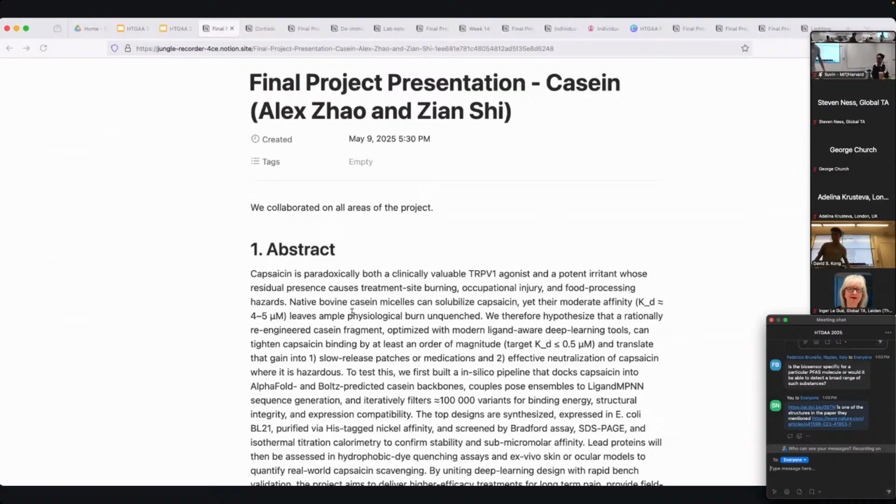I'm a first year at MIT, majoring in sixth floor, which is AI and physics. I'm Alex, also first year at MIT, majoring in sixth floor.